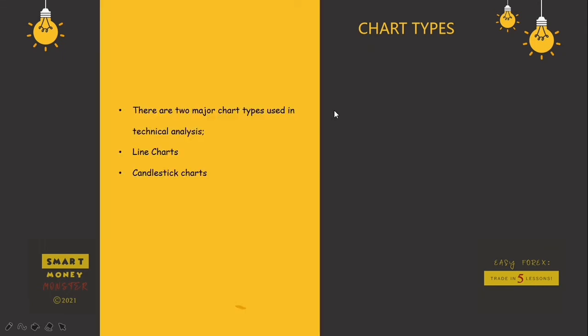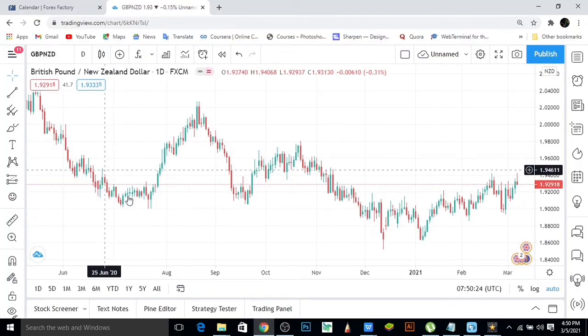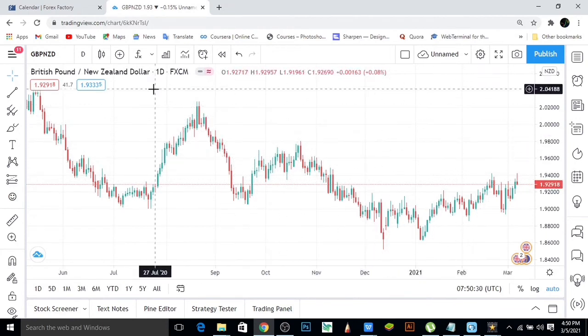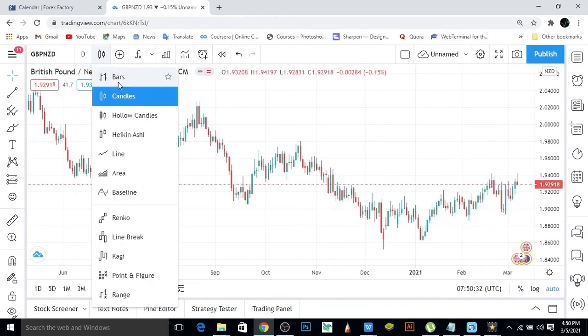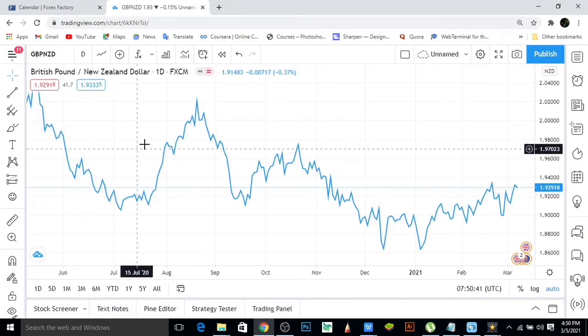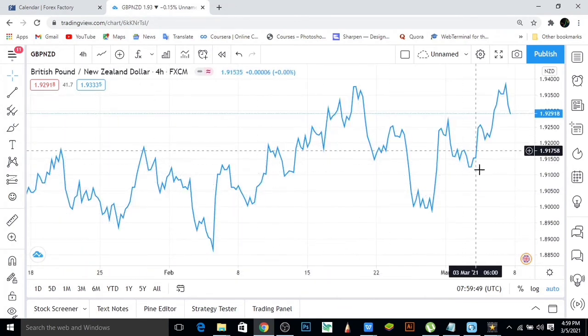So okay, the chart I opened before, right? You can have not just candlestick charts, you can also have line charts. I'll show you what I mean by that in a minute. So I come here now. What you are seeing here is a candlestick chart. But I can change this to a line chart by just coming here and clicking line. I click on line. You can see this has changed to a line chart.